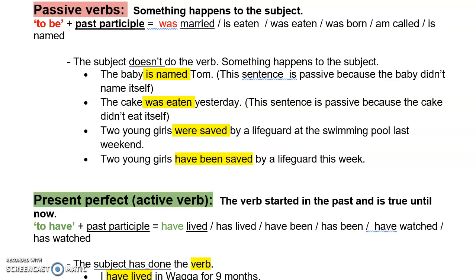The difference will be that the passive will have the verb to be in front of the past participle, and the present perfect will have the verb to have.